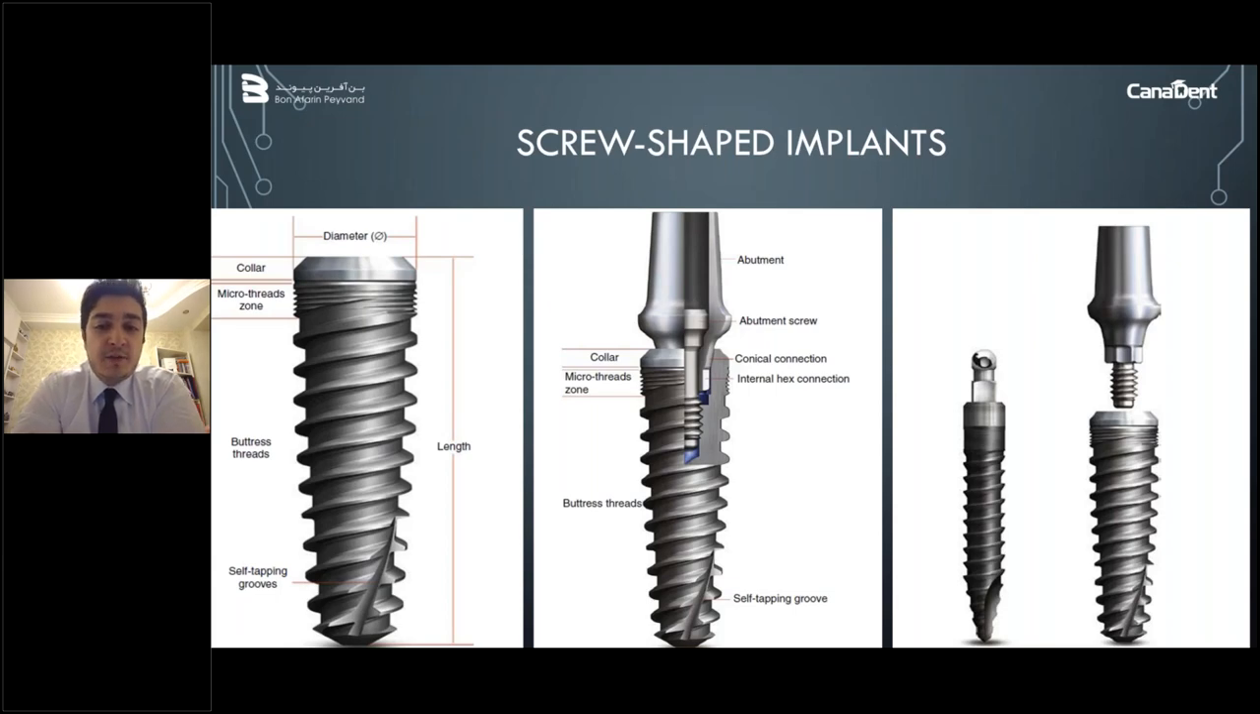At the coronal end of the fixture, we have the microthread zone. The main logic behind it was to increase the implant bone contact, but there were some studies showing that it had no significant role, and it will even be plaque retaining if any bone loss occurs. That's why manufacturers try to produce both types of fixtures to please all the customers.